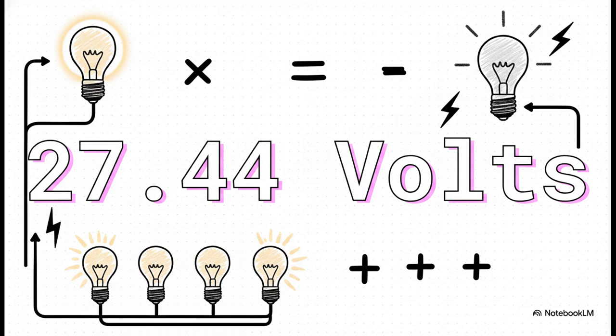Now for step 3, finding the shared voltage. By rearranging Ohm's law just a bit, we multiply the 0.196 amp current by the 140 ohm resistance of a single individual bulb. This shows us that each bulb receives exactly 27.44 volts. And here is the truly beautiful part. If you add 27.44 together 4 times for all 4 bulbs, it perfectly adds back up to roughly 110 volts total. The math literally proves the theory.